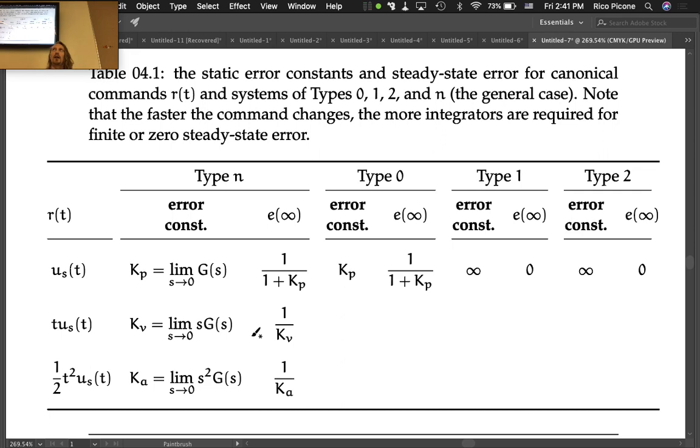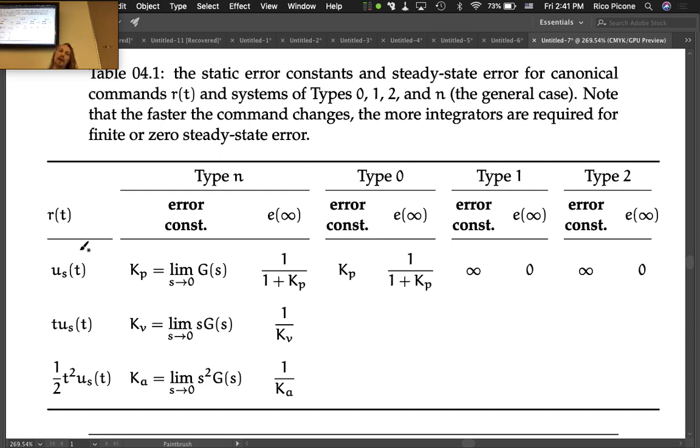Now, for type 0, type 1, type 2, what we're going to do is evaluate what this type n column would look like if you have the information that it's a type 0 system or a type 1 system or type 2. Essentially, if you know how many integrators there are in your forward path transfer function G. Okay? So we did this first row.